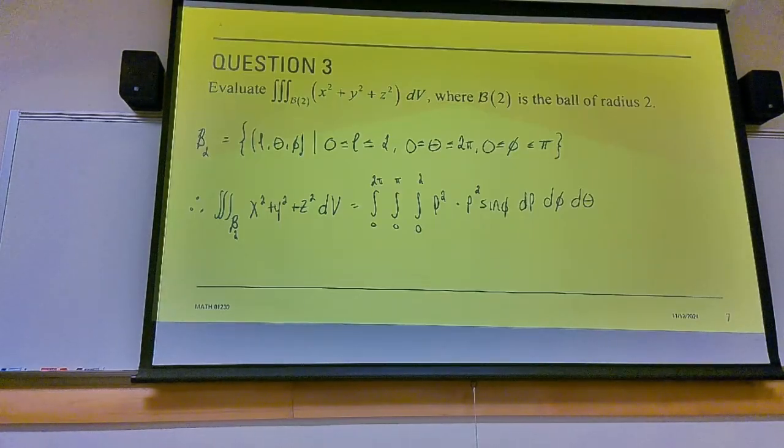Oh, well, there's no thetas, right? When you integrate with respect to theta, what do you get? 2 pi. Oh, look, there's also an integral from 0 to pi of sine phi. What do we say that is? Oh, it was 2. So right away we can just pull out a 4 pi and be left with this. What is the integral of rho to the 4th from 0 to 2?